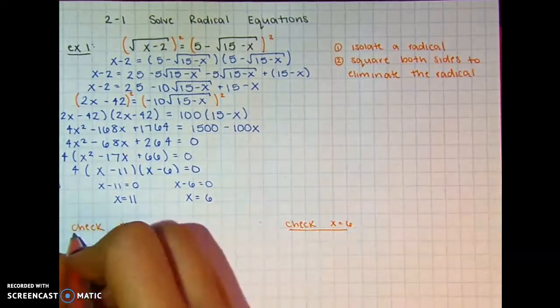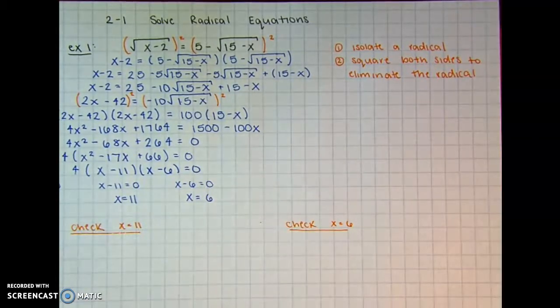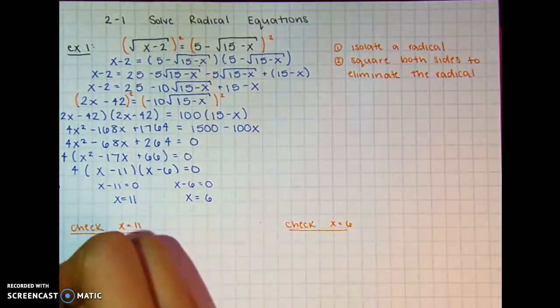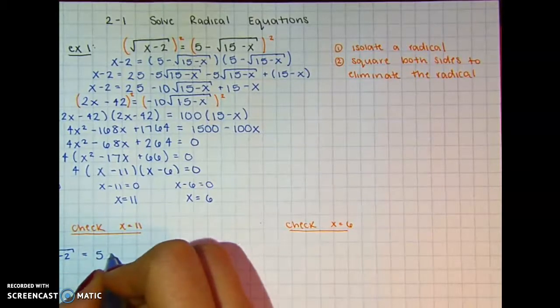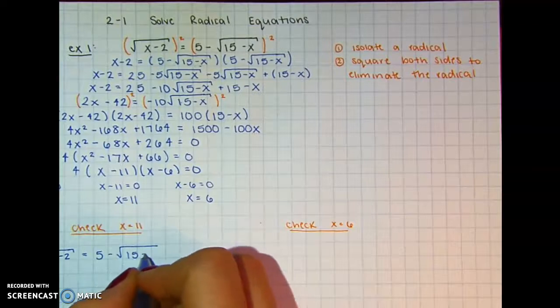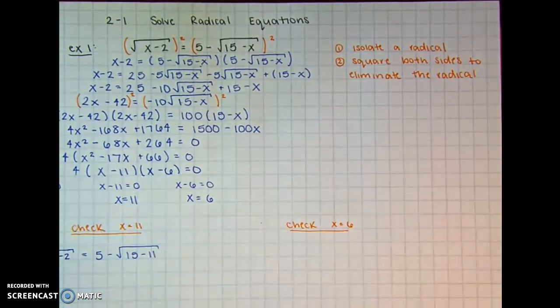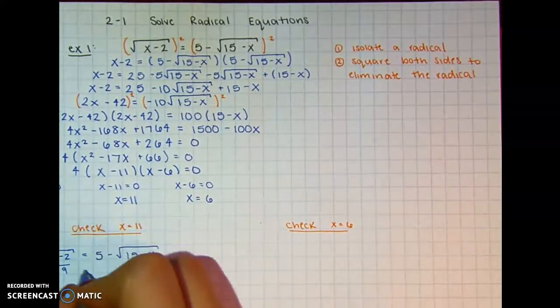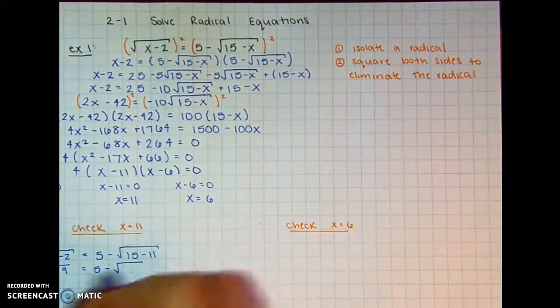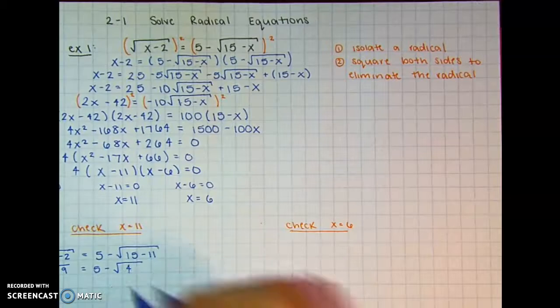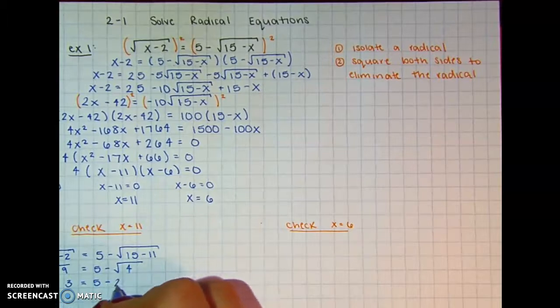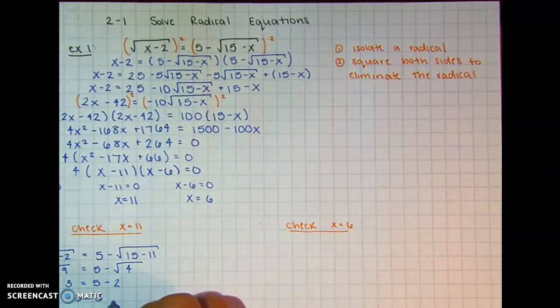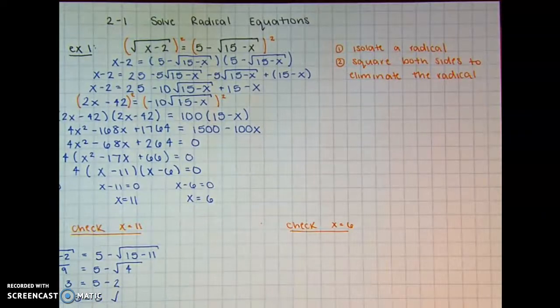And when you check, you substitute it into the original equation. So I've got the square root of 11 minus 2 equals 5 minus the square root of 15 minus 11. Right, so 11 minus 2 is 9 and 15 minus 11 is 4, which simplifies, so the square root of 9 is 3. Left with 5 minus the square root of 4 is 2, so 5 minus 2, and we get 3 equals 3. So it appears that 11 is a solution.